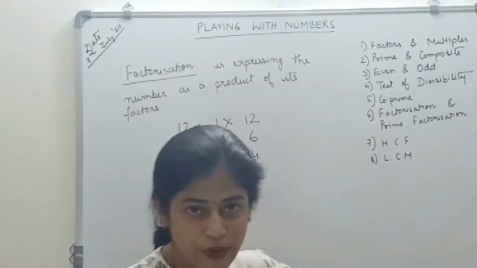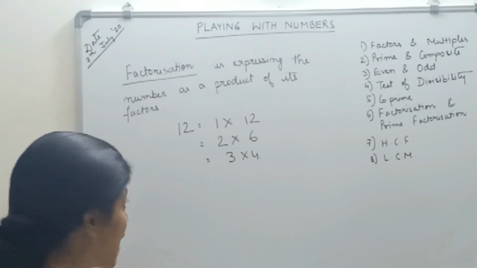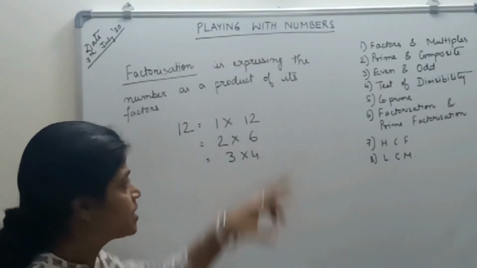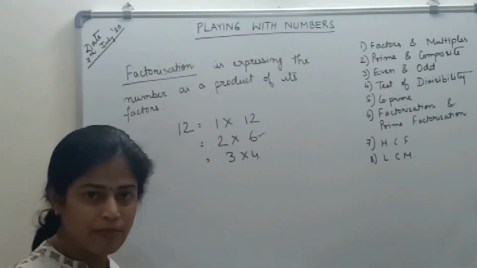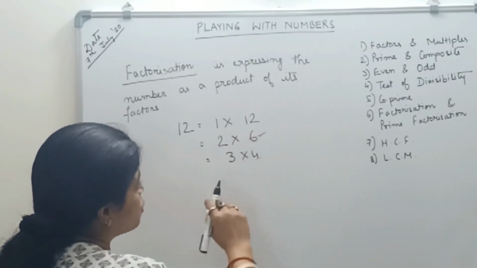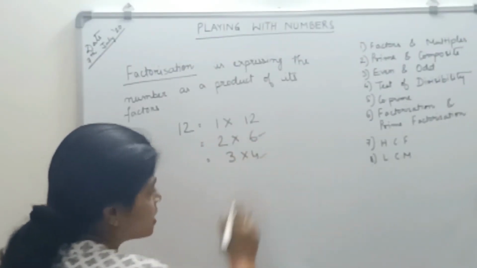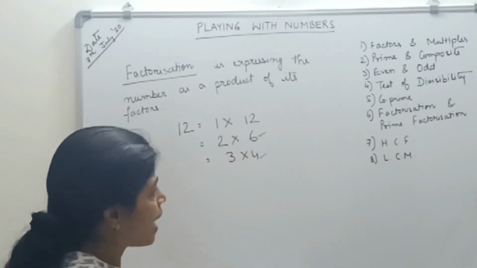And what is prime factorization? Prime factorization means all the factors should be prime numbers. See here, 12, is it prime? No. So this is not a prime factorization. Here it is 6. Is it prime? No. 6 is not a prime number. So this is not prime factorization. 4, is it prime? No. So this is also not prime factorization.